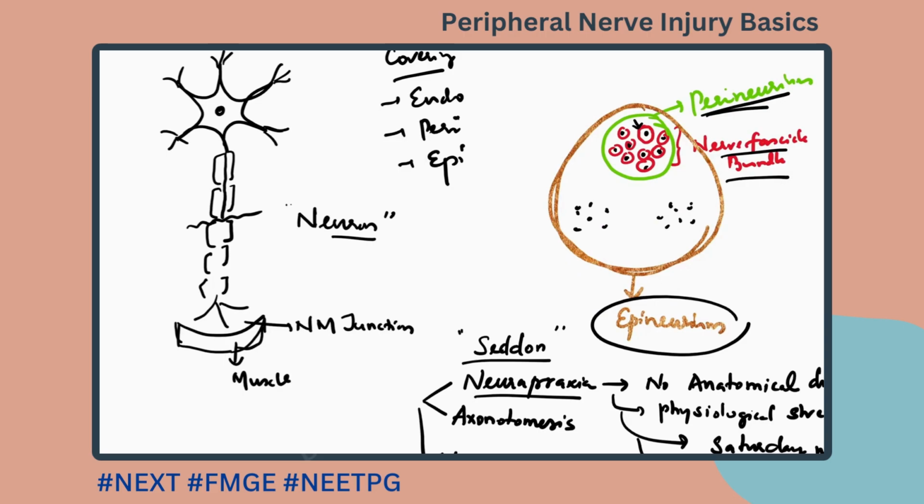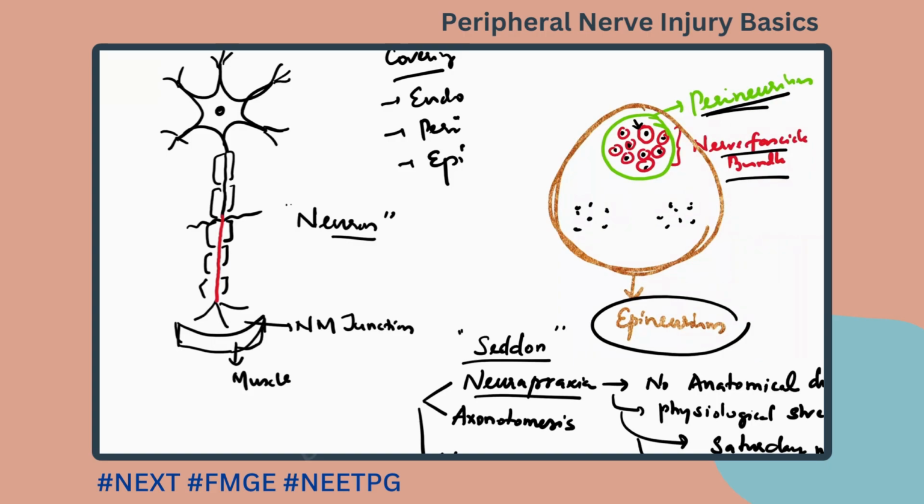Now after degeneration, a new axon starts arising and it goes to the same area. This is called regeneration. Suppose, just imagine a nerve has got cut off in the elbow region. So what happens to the remaining part of the nerve here? It degenerates. So Wallerian degeneration happens.